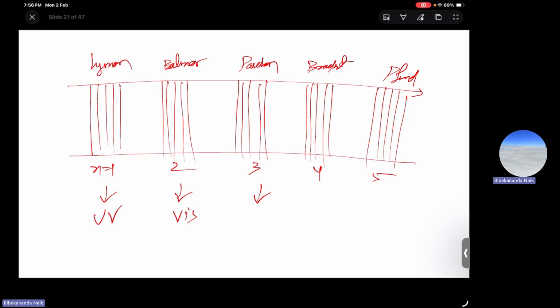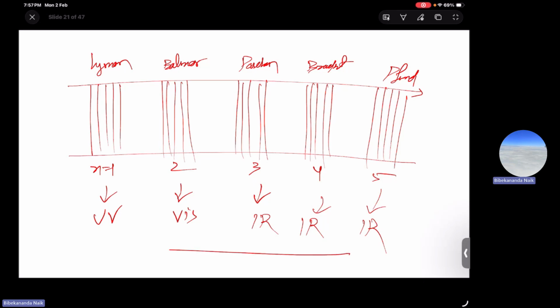The energy of the emitted light corresponds to the difference between the two energy levels. So the involvement of a lower energy level leads to higher energy. As we go to higher n values, the energy changes. That's why Lyman corresponds to ultraviolet, Balmer corresponds to visible, Paschen corresponds to infrared, and Brackett and Pfund also correspond to infrared.